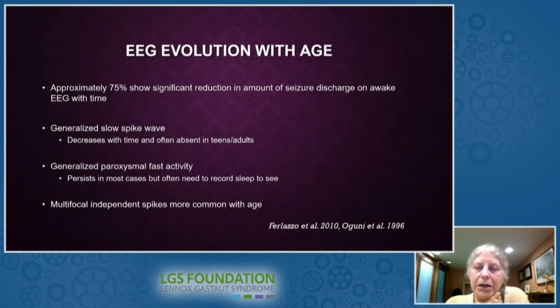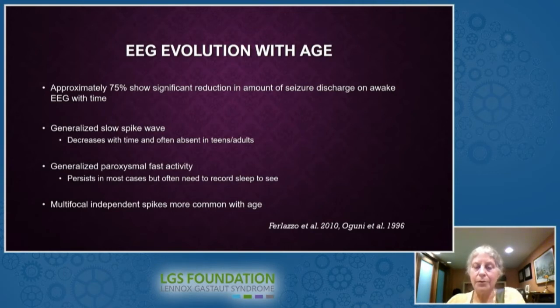And then how does the EEG evolve over time? So oftentimes, in addition to the seizures seeming to reduce somewhat in number, we see a reduction in the amount of seizure discharge, at least on the awake EEG. The generalized slow spike wave often does decrease with time. And in fact, it can even be absent in teens and adults.